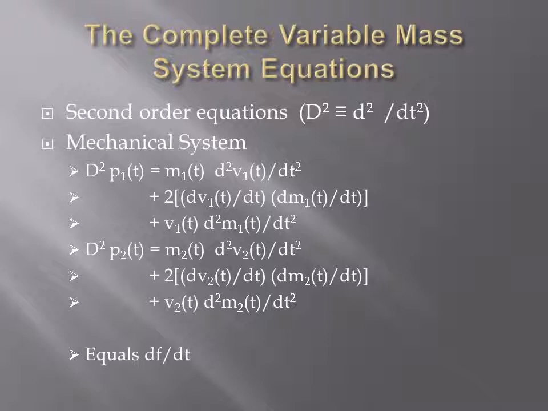The second order equations then result in the following. In the mechanical system, there are two second-order equations, one for each rigid mass that appears in the system, and they both take the form of that quadratic second-order result that we discussed previously. Finally, the second derivative of momentum, which we have derived here, is equal to the derivative of force with respect to time in our mechanical energy domain.